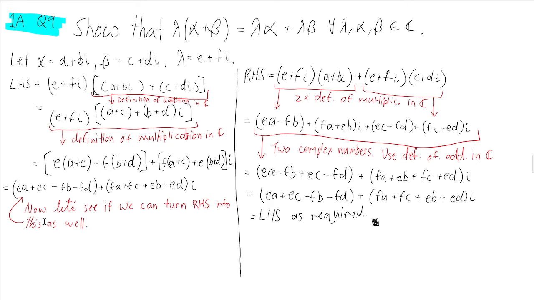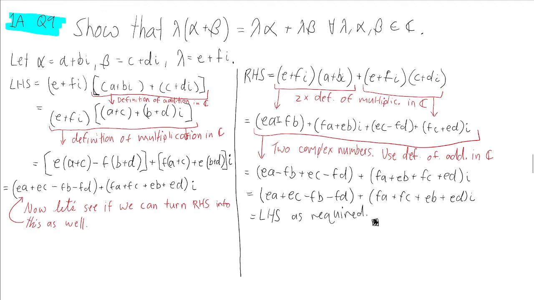Okay, and now let's see if we can turn the right-hand side into this as well, which means it equals the left-hand side. And if we've done that, we've proven this. So right-hand side, we have lambda times alpha plus lambda times beta. We use the definition of multiplication in the complex numbers twice here, once on the first term, and a second time on the second term. So that's the same property that we used from this step to this step.